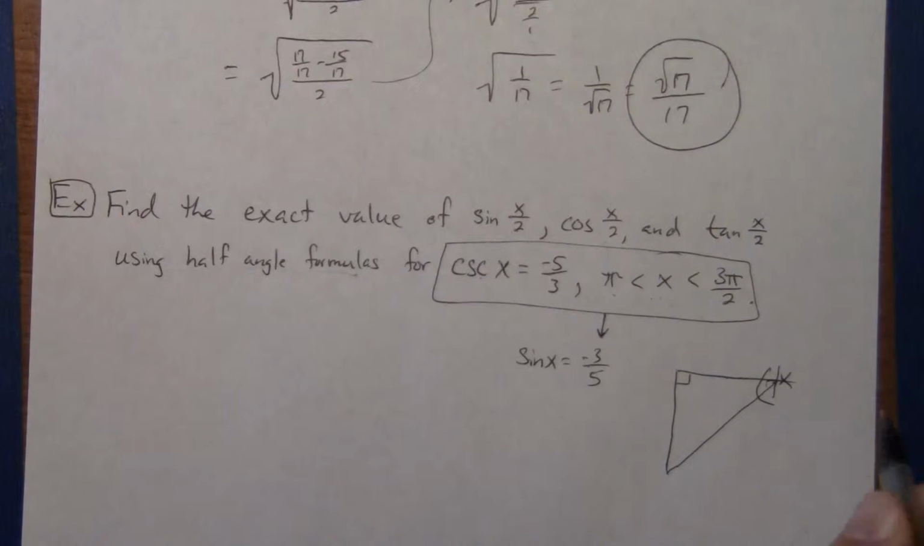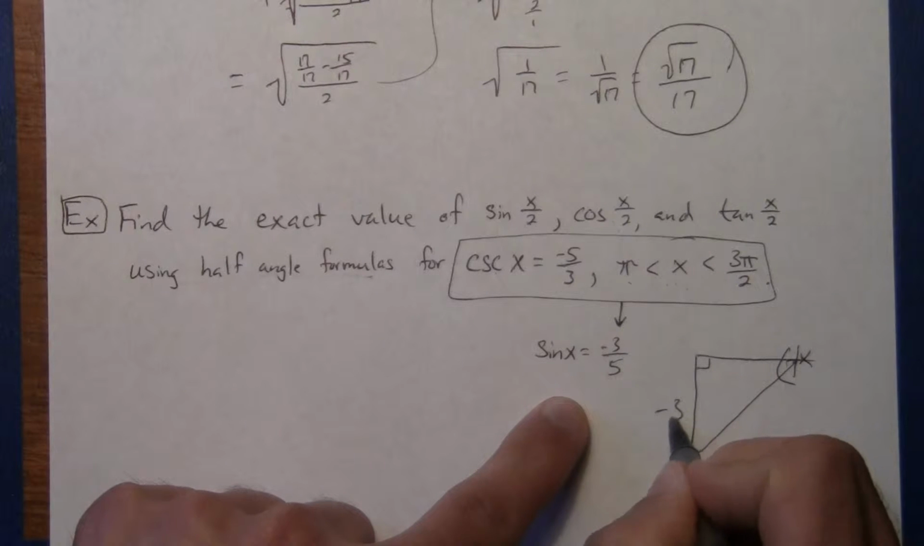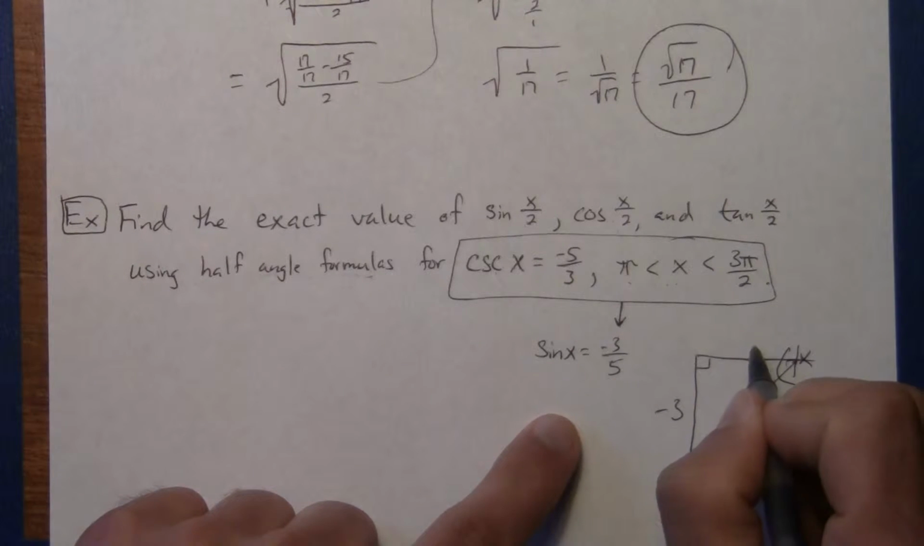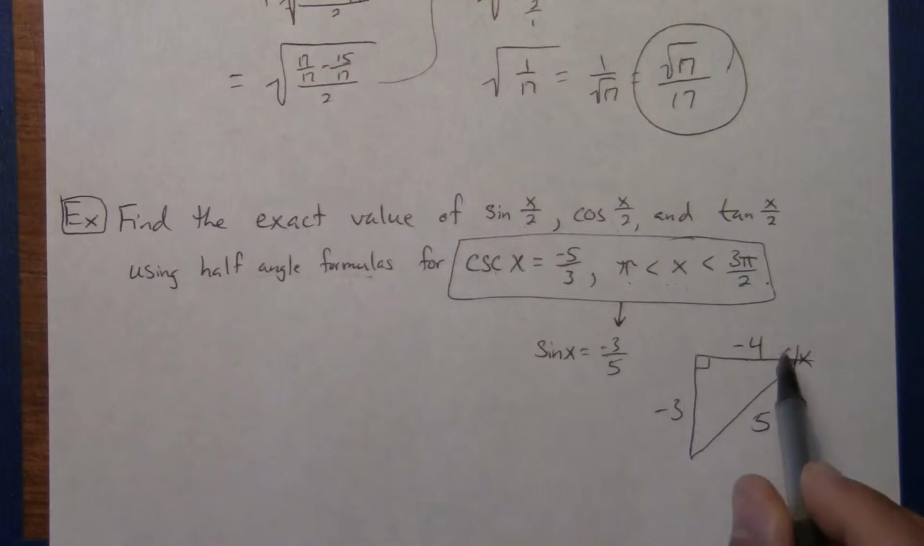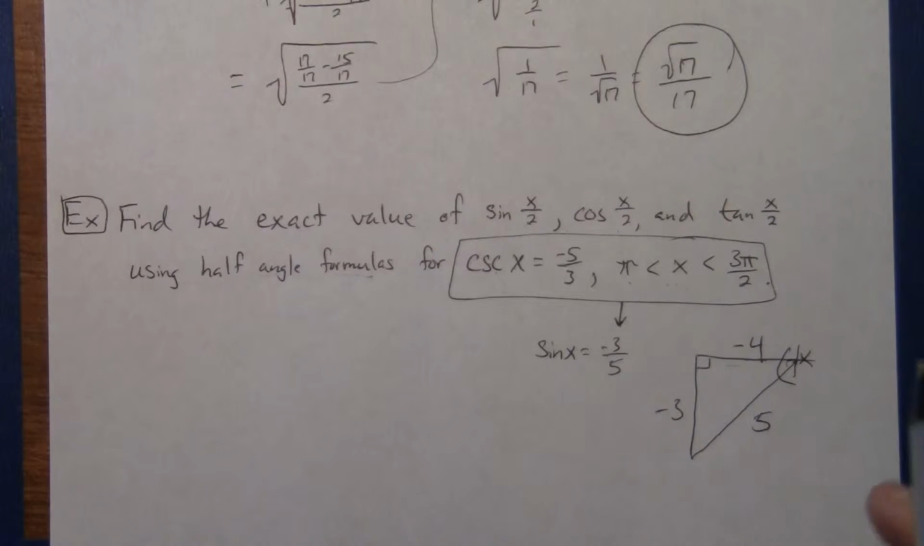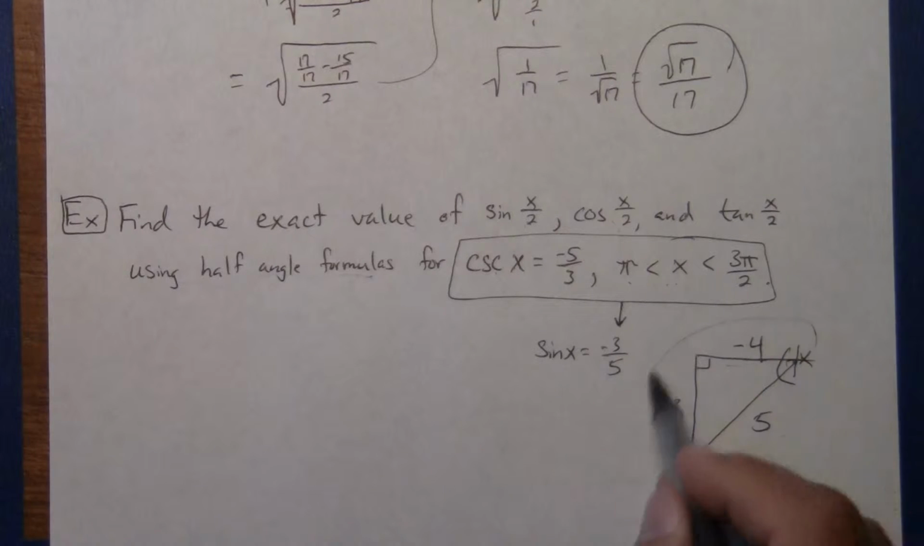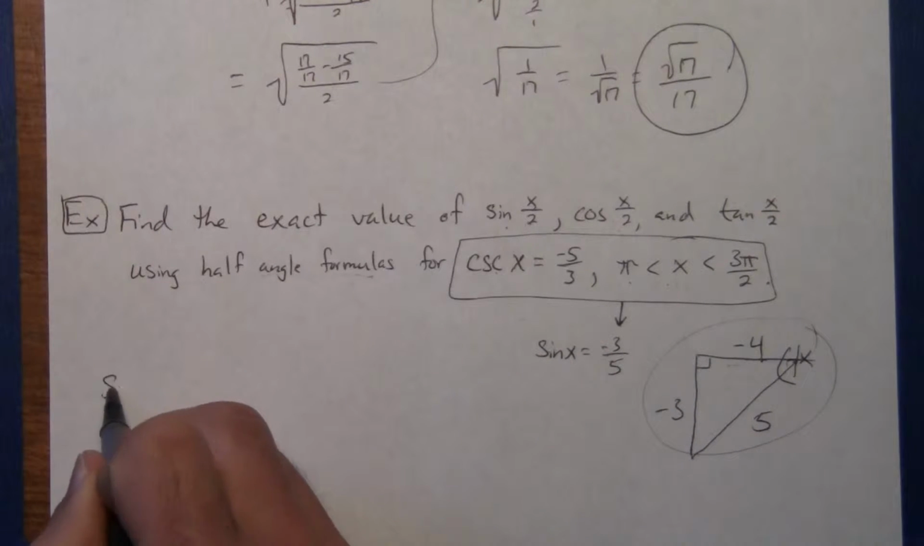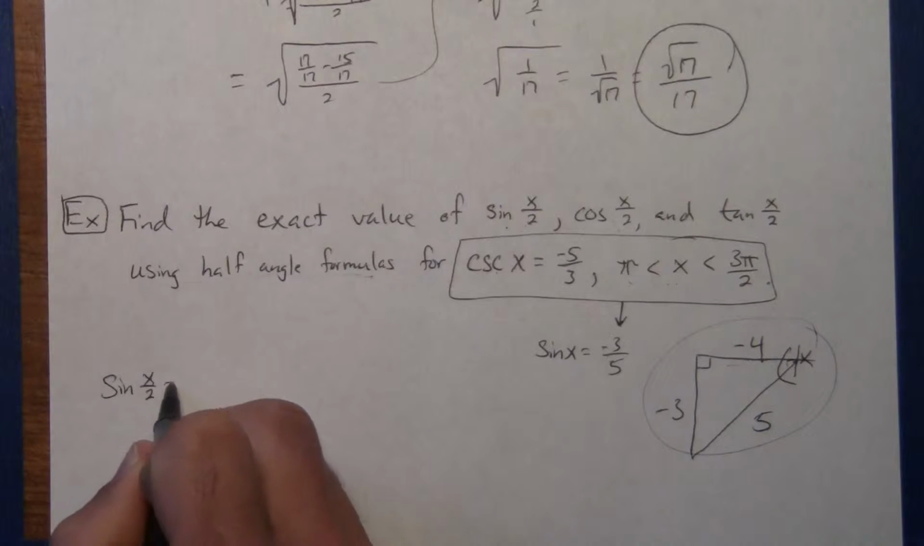Here's my angle x. The sine was negative 3, hypotenuse 5. That means I know the cosine, or the x value, I guess, on my unit circle, or this distance, is negative 4. Remember, it's negative because it's going to the left. Alright, now that I've got the triangle drawn out, now let's try to find the sine of x over 2.